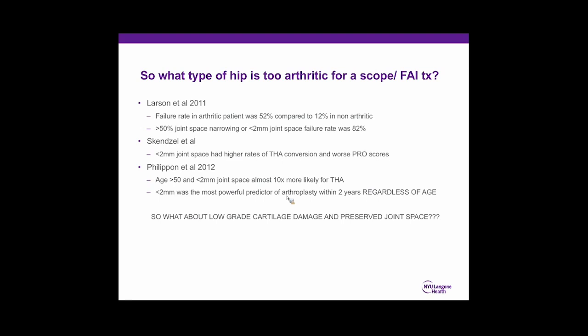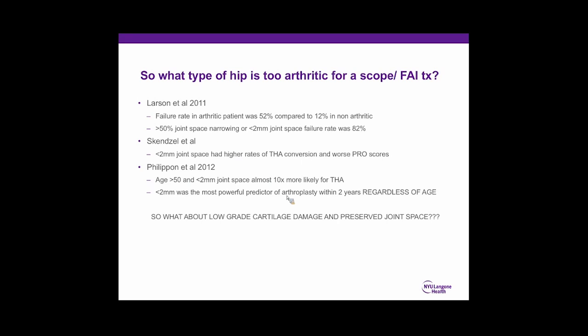And then the paper that's probably cited the most is Philippon's series from 2012, where he found that an age cutoff of greater than 50 and less than 2 millimeter joint space were 10 times more likely to undergo total hip replacement, and then less than 2 millimeters of joint space was really the most powerful predictor of arthroplasty within 2 years, and this is regardless of age. So that's an important point to make, that really the degree of arthritis is what trumps age as far as outcomes.